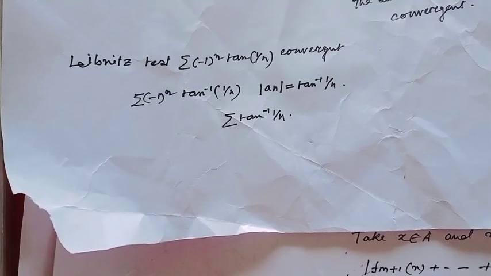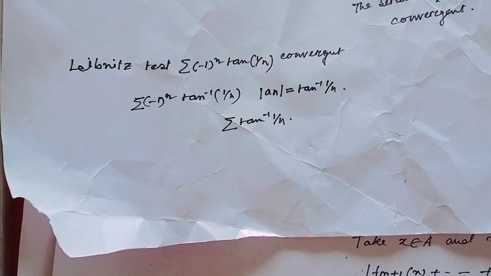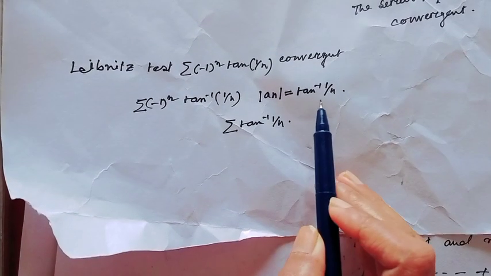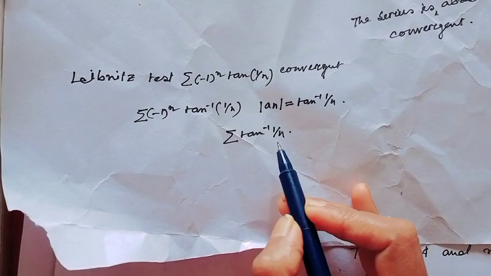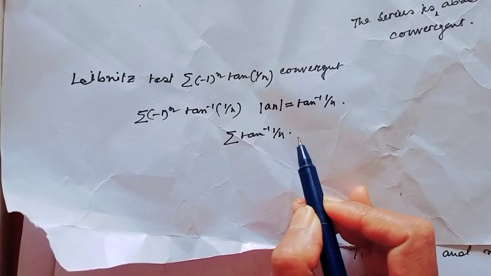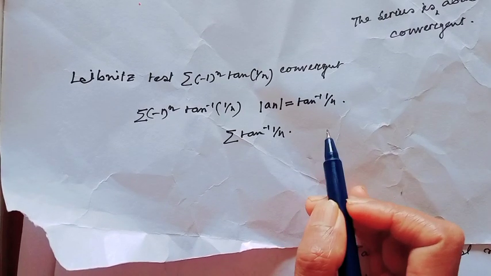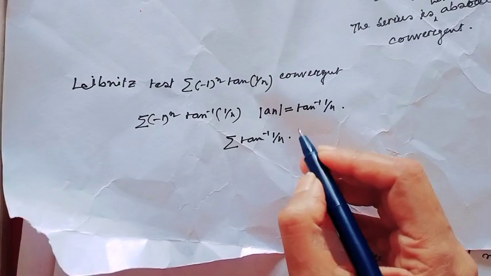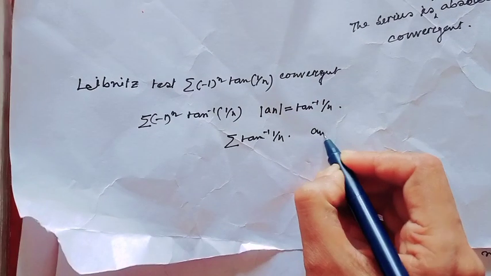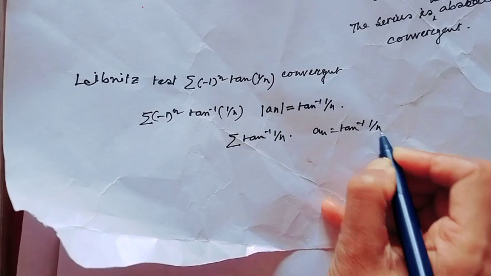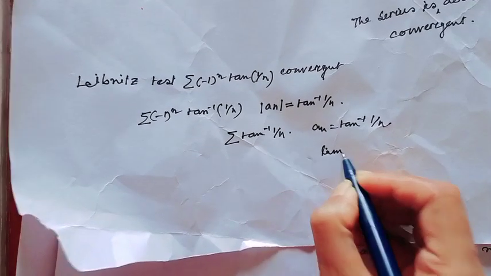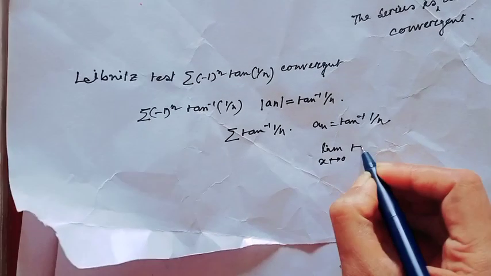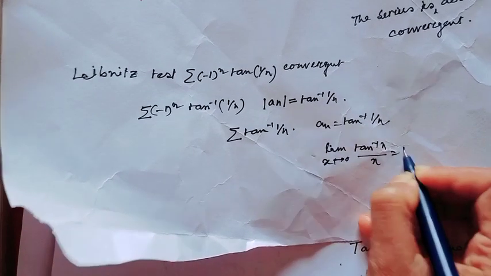Now I will see, is this series absolutely convergent? Here, the absolute value of an means tan inverse 1 over n, and that means we have to show whether the series tan inverse 1 over n is convergent or divergent. Here an equals tan inverse 1 over n. Here I will use the limit comparison test, and all of us know that the limit as x goes to 0 of tan inverse x over x equals 1.